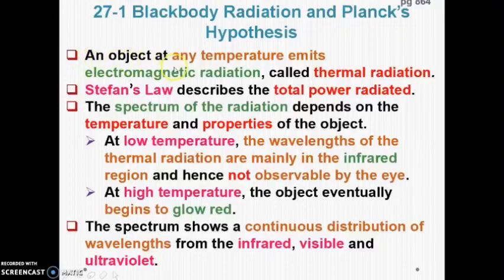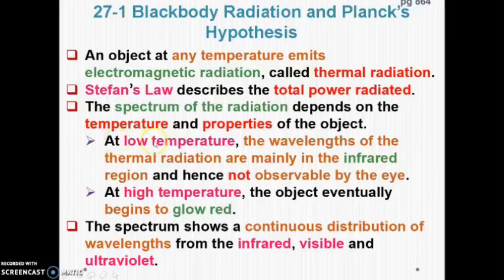An object at any temperature emits electromagnetic radiation. In this case, we call it thermal radiation. Stefan described the total power radiated. The spectrum of the radiation depends on the temperature, and the second one here is the properties of the object.